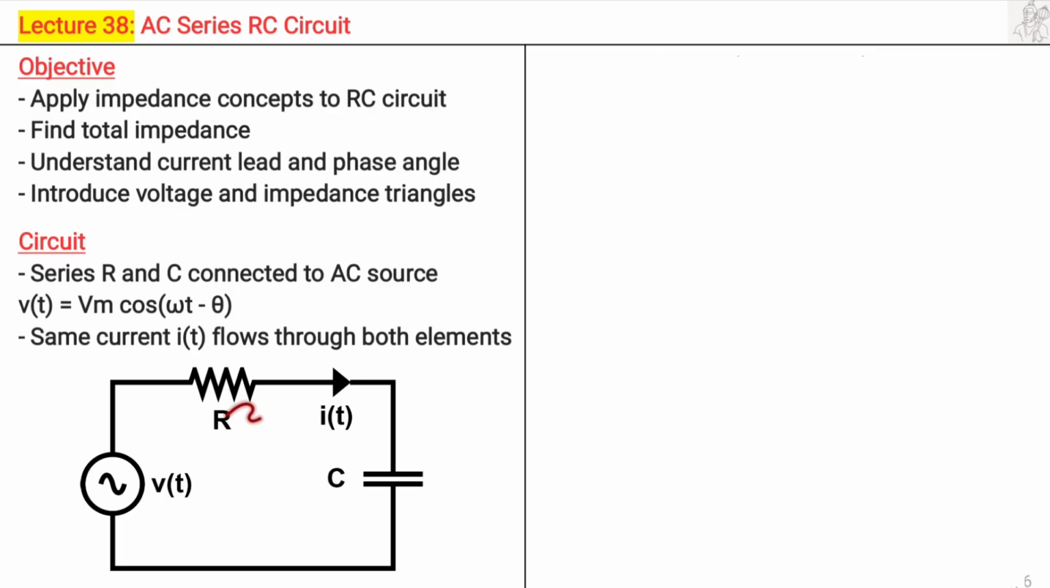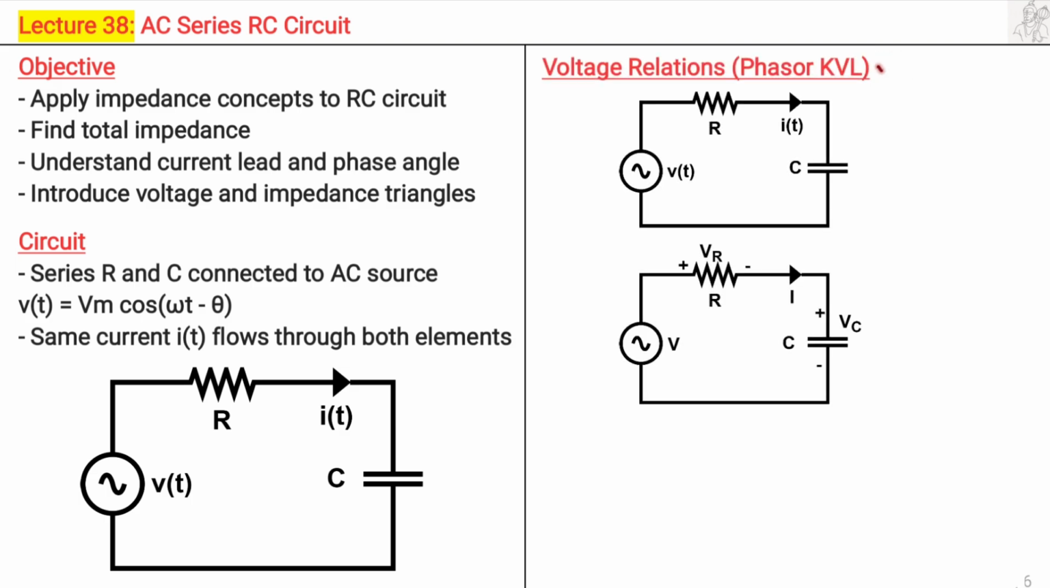The circuit consists of a resistor having resistance R and a capacitor having capacitance C in series, and an AC source is applied whose instantaneous value is v(t) = Vm cos(omega t - theta). The same current flows through both the elements as they are in series. So let's start with the voltage relation.